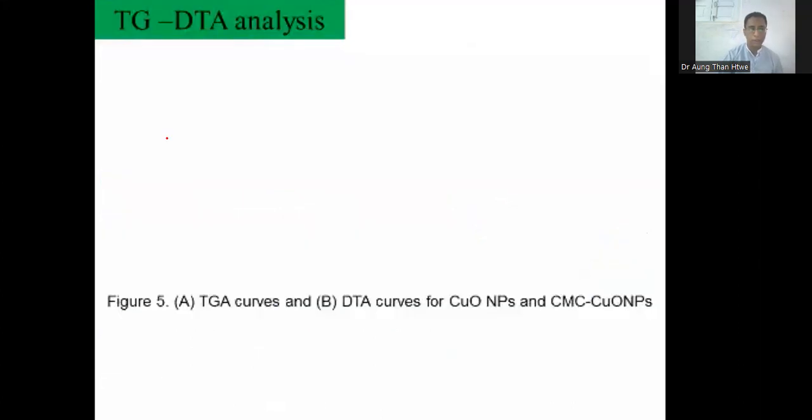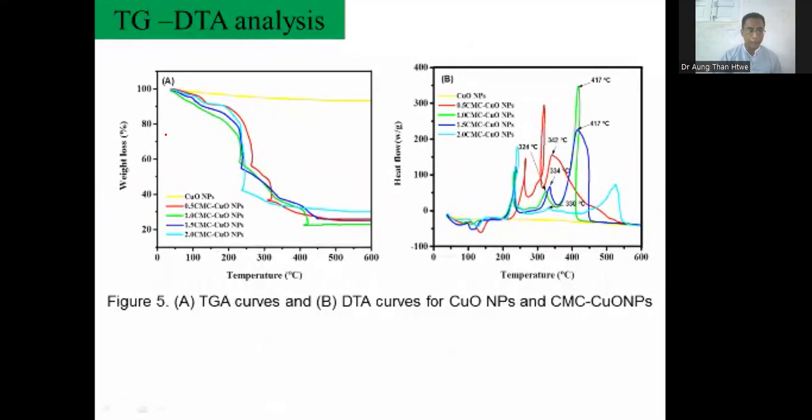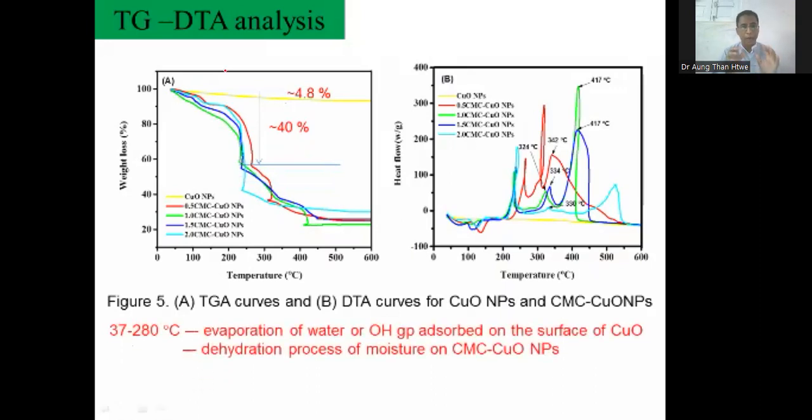I'm going to talk about the TGA and DTA analysis. Figure A is the TGA and figure B is the DTA. For all CMC-CuO nanoparticles, there are two steps. The first one is about 40% weight loss in the temperature range 37 to 280 degrees Celsius, attributed to evaporation of water or organic compounds adsorbed on the surface of the nanoparticle, and the dehydration process of the CMC-CuO nanoparticle.